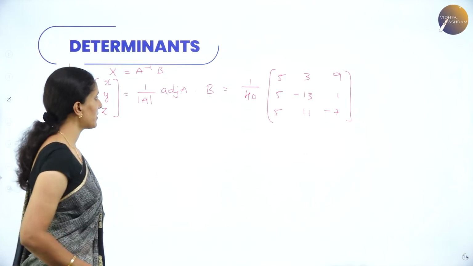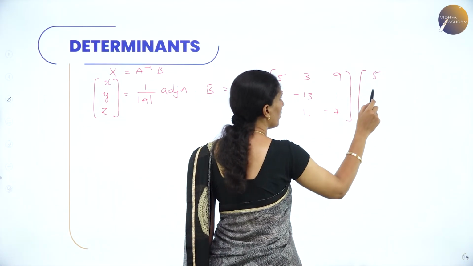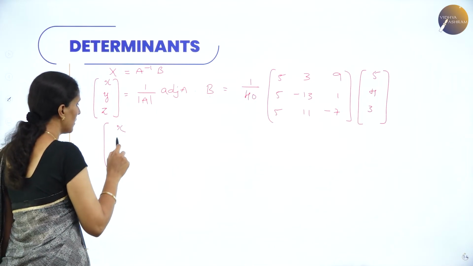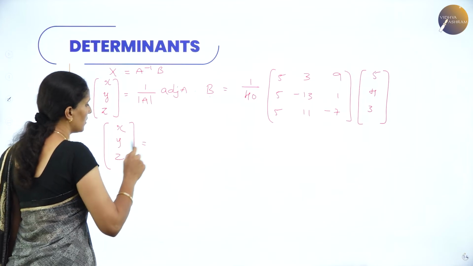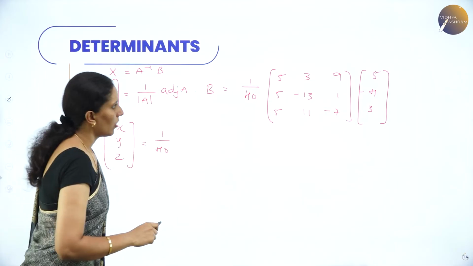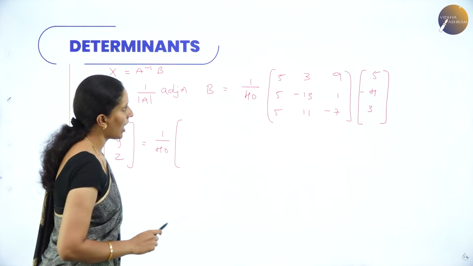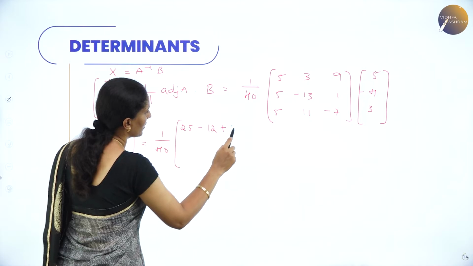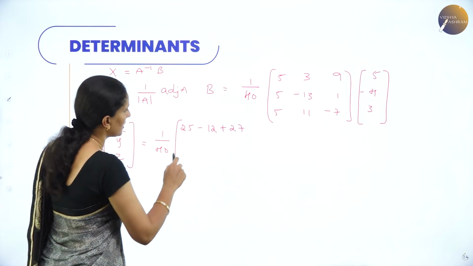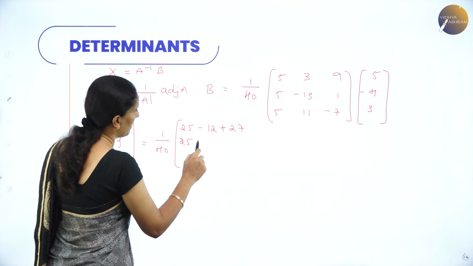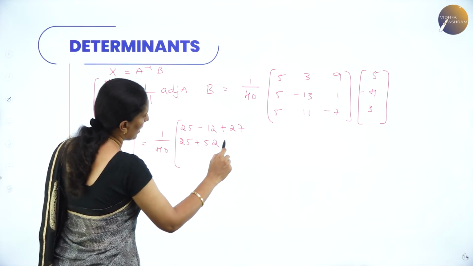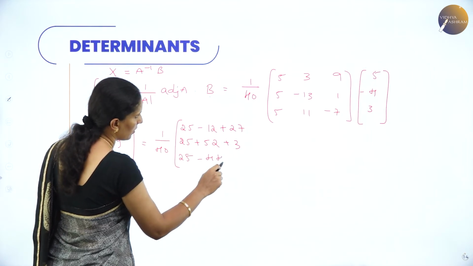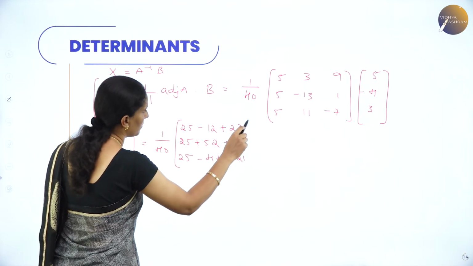And we need to write matrix B. And matrix B, we got it as 5, 4, 3. So let's solve this X, Y, Z. So here we have 1 by 40. Now let's multiply these two matrices. We have 5 5s are 25 minus 12 plus 27. Next is 25 plus 52 plus 3. Next 25 minus 44 minus 21.